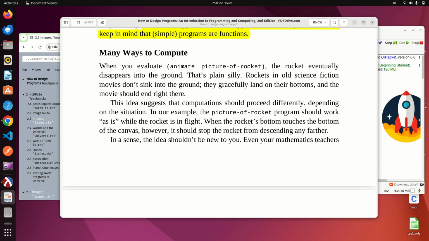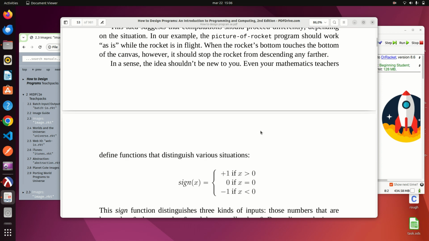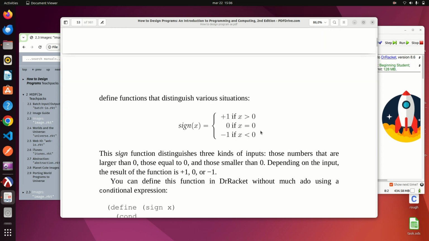Yeah, that is true. The idea suggests that computation should proceed differently depending on the situation. In our example, the picture of rocket program should work as is while the rocket is in flight. When the rocket's bottom touches the bottom of the canvas, however, it should stop the rocket from descending any further. In that sense, the idea should not be new to you. Even your mathematics teacher defined functions that distinguish various situations.